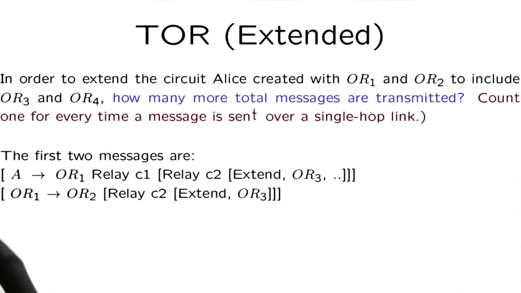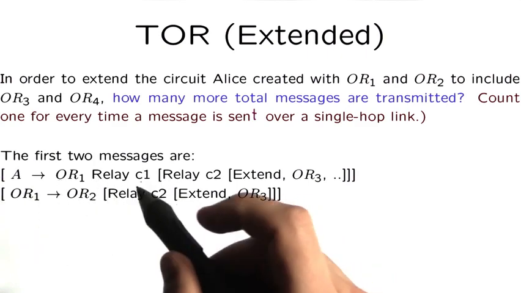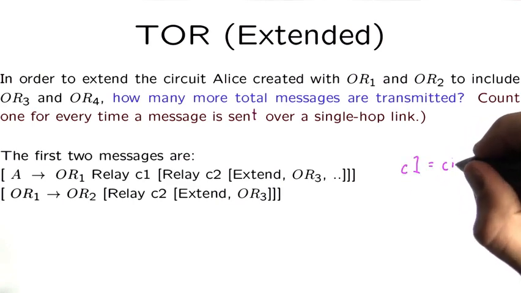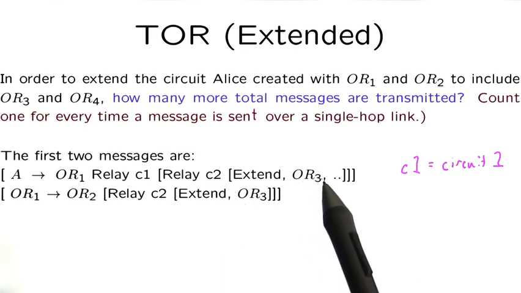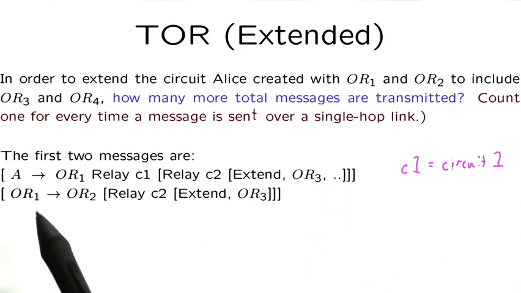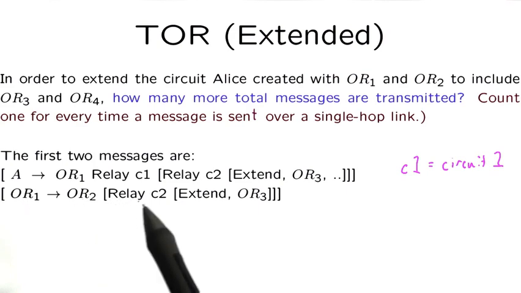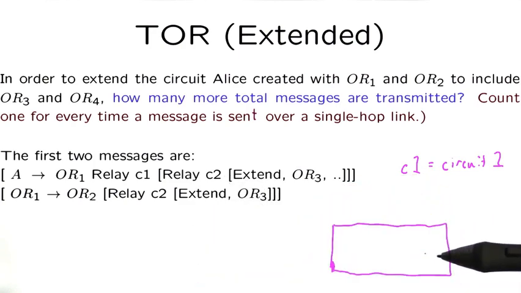To help you get started, the first two messages are: Alice sends a message to onion router 1 to relay over C1, where C1 equals circuit 1, to relay on circuit 2, to extend to onion router 3, and so on with the message. Onion router 1 sends the message to onion router 2, to relay on circuit 2 to extend to onion router 3, and so on. And so how many messages do we need?